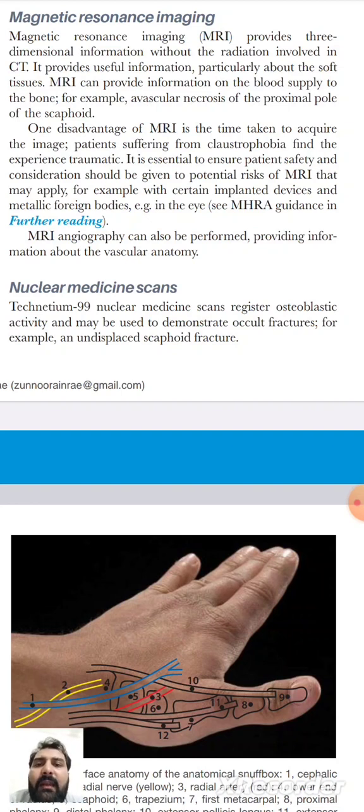Do you know why always the proximal pole of the scaphoid gets avascularly necrosed? Because the blood supply of the scaphoid is in retrograde fashion from the distal pole to the proximal pole, and when the scaphoid gets fractured through its waist, the proximal pole is the first to get rendered avascular. One disadvantage of MRI is the time taken to acquire the image. It is a time-taking procedure. Patients suffering from claustrophobia find the experience traumatic.